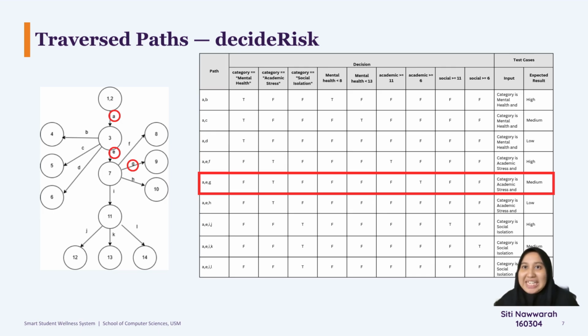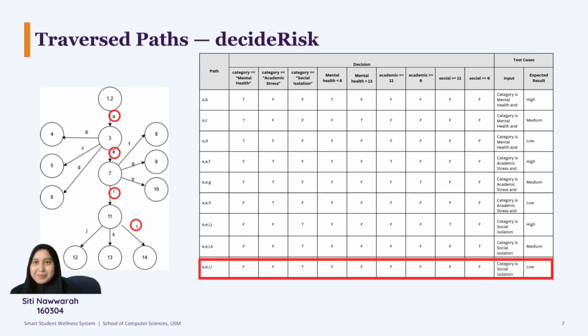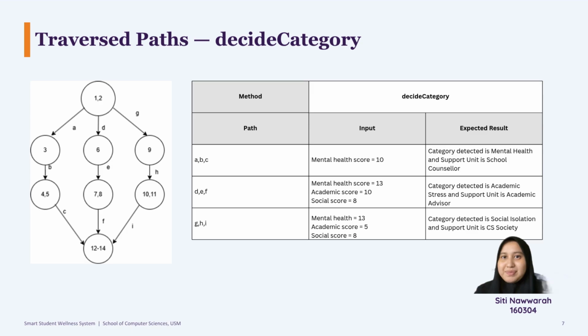For the path AEG, the category is academic stress with a score in the middle range, so the result is medium risk. Lastly, for this path is AEIL. The category is social isolation with a low score, and the result is low risk. As you can see, each test case enters the same function but follows a different path to a different result. The decision table on the right shows the true and false value for every condition all along the way.